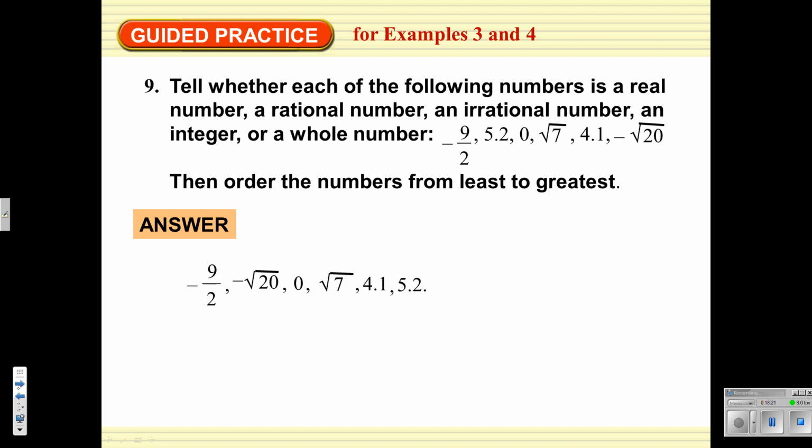All right, there's your answer. I hope you may have used the number line to help you if you needed to, but there's your answer from least to greatest. You can estimate these on your calculator or in your head, however you want to do it. Okay, and leave the bottom half of your notes for class. All right, I will see you Tuesday.